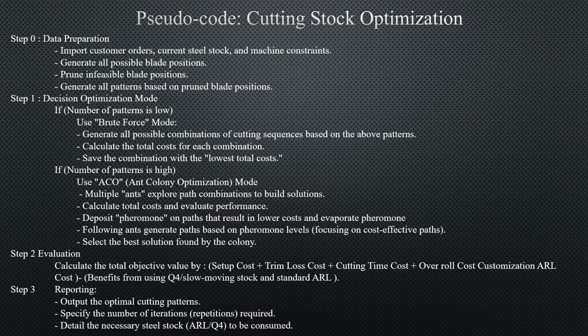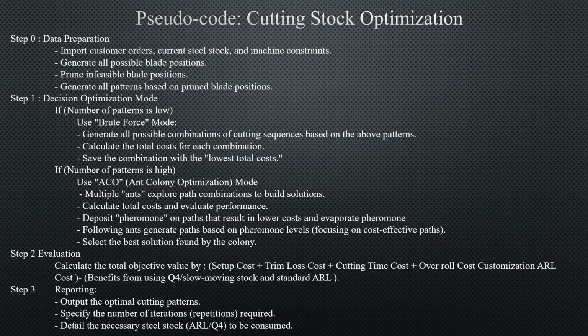And then start with step 1, decision optimization mode. If the number of patterns before this step is low, use brute force mode. The brute force mode will start from generating all possible combinations of cutting sequence based on the above pattern. Then calculate the total cost for each combination, and then save the combination with the lowest total cost.